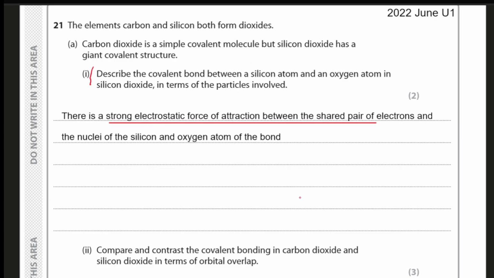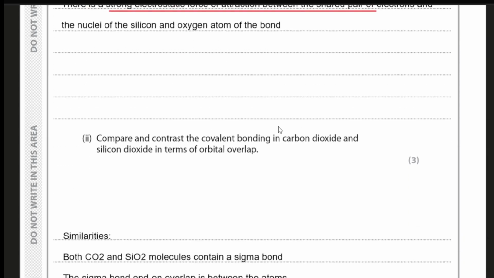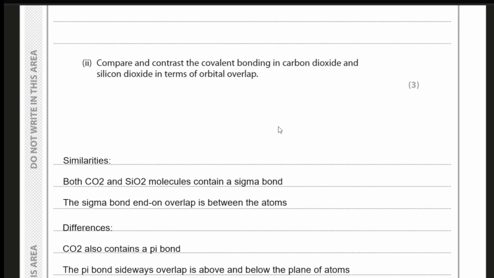Because we know that silicon dioxide resembles a giant covalent structure, just like what is present in a diamond structure. So obviously, the attraction between the shared pair of electrons and the nuclei results in the formation of the covalent bond between them. Moving on, they told you to compare and contrast the covalent bonding in carbon dioxide and silicon dioxide in terms of orbital overlap. Now this is very important. They told you to describe it in terms of orbital overlap.